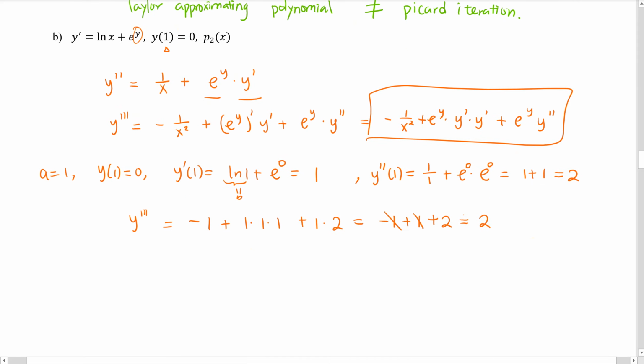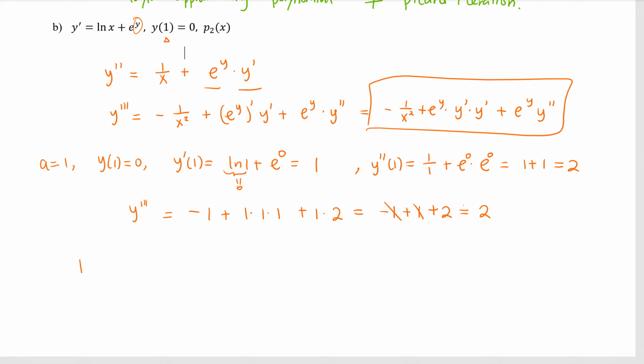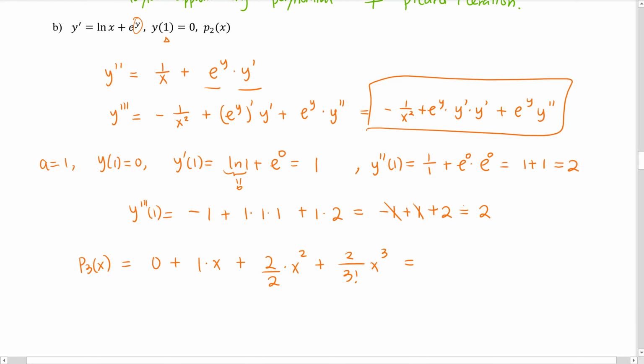Okay, let's continue. So we're ready, because P3 of x is y of 1 is 0, so y of 1 equals 0 plus y prime is 1 times x, y double prime 2 over 2 times x squared, and then y triple prime of 1 is 2 over 3 factorial x cubed. So that is, oh, I made another mistake. What is that? Can anyone find out that mistake?